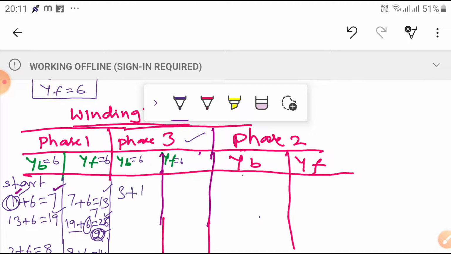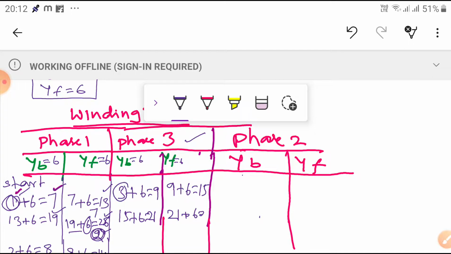3 plus 6 is equal to 9. We go to 9, and 9 plus 6, we connect to 15. 15 plus 6, I connect to 21. Here 21 plus 6, if connected, what will happen? That is equal to 27. So 27 means 27 minus 24, 3. Already 3 is engaged here.